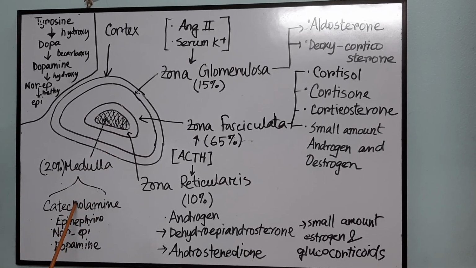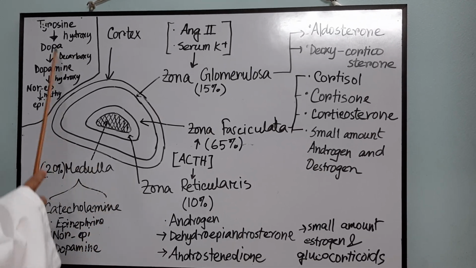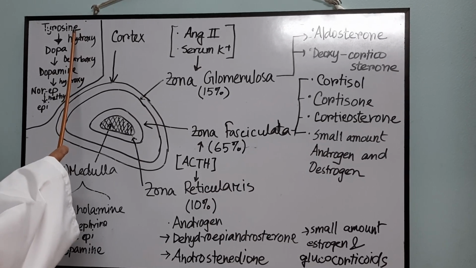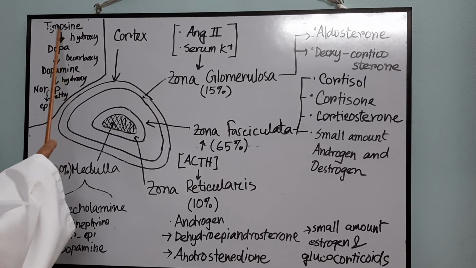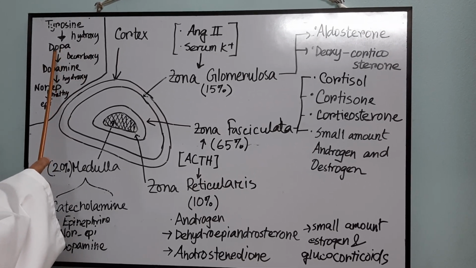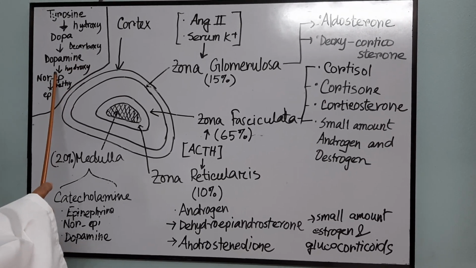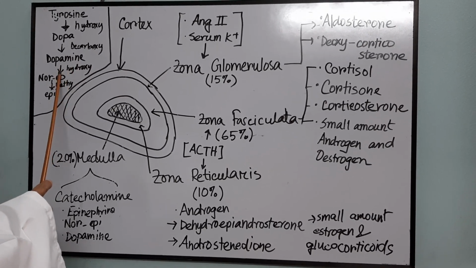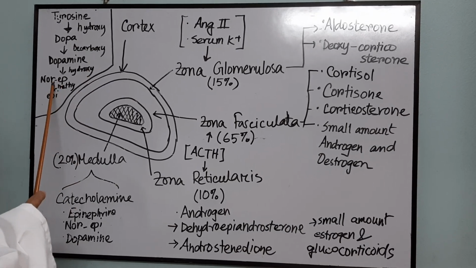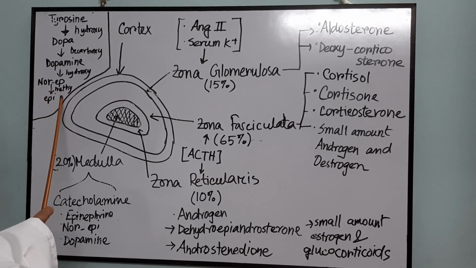Now, the main source of catecholamines is the amino acid tyrosine. The synthesis of epinephrine, norepinephrine, and dopamine: first, tyrosine undergoes hydroxylation and forms dopa. Then dopa undergoes decarboxylation, and it is called dopamine. Then dopamine undergoes hydroxylation, called norepinephrine. And norepinephrine undergoes methylation, called epinephrine.